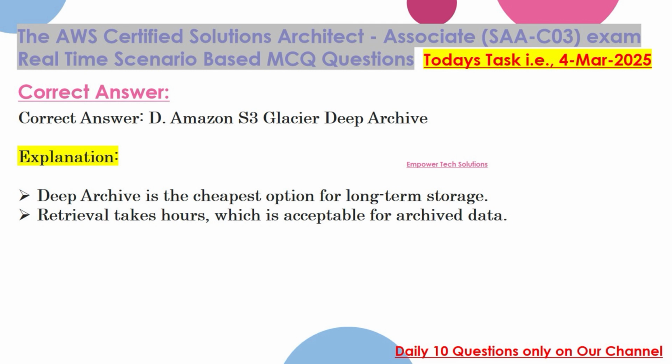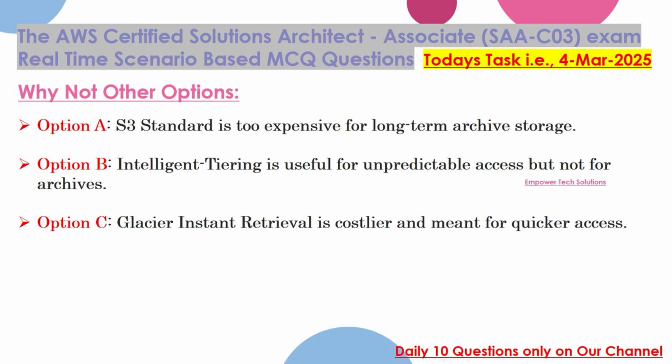Explanation. Deep Archive is the cheapest option for long-term storage. Retrieval takes hours, which is acceptable for archived data. Why not other options? Option A, S3 Standard is too expensive for long-term archive storage.